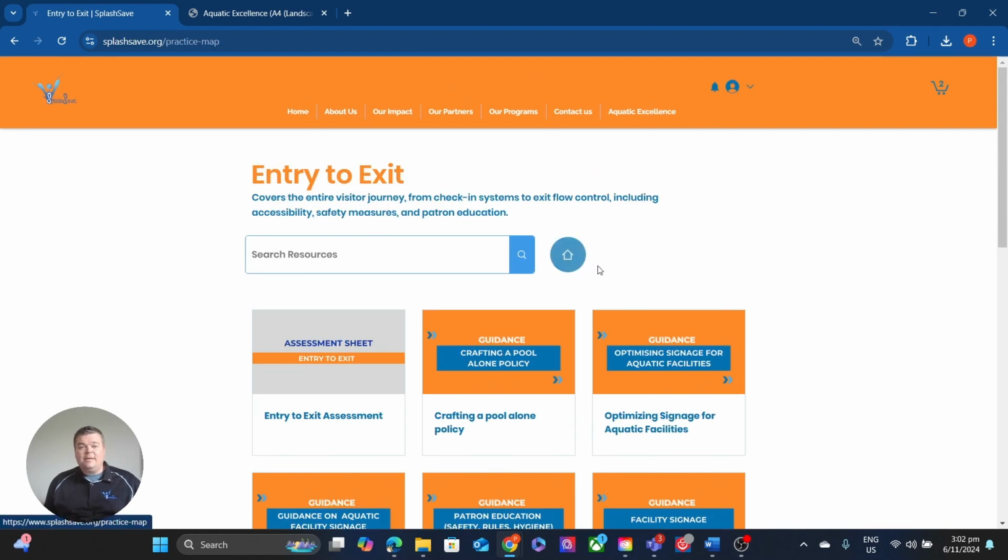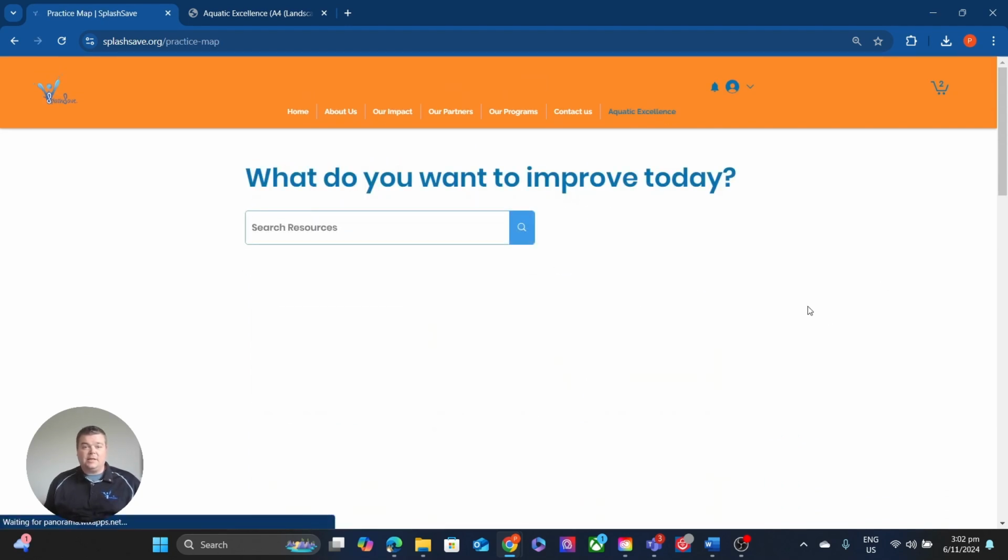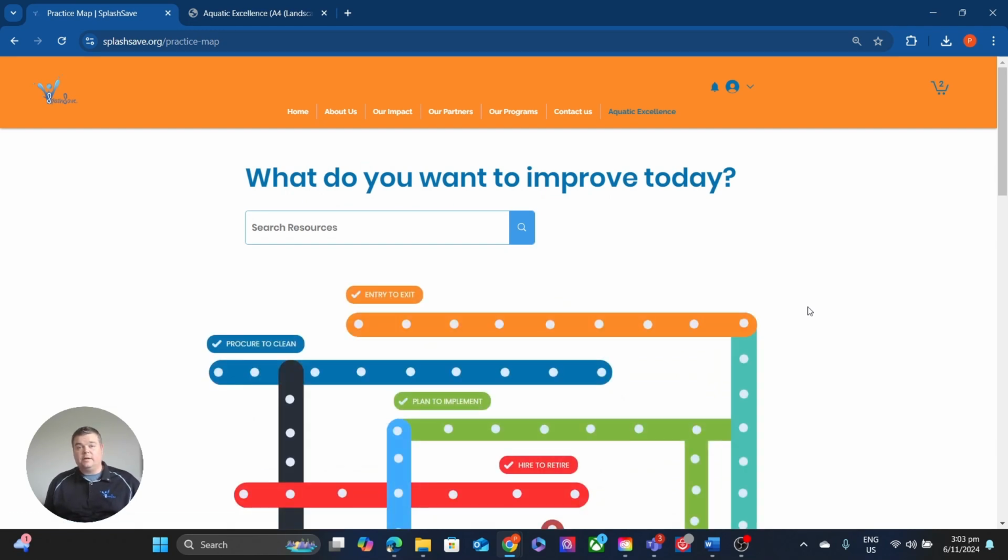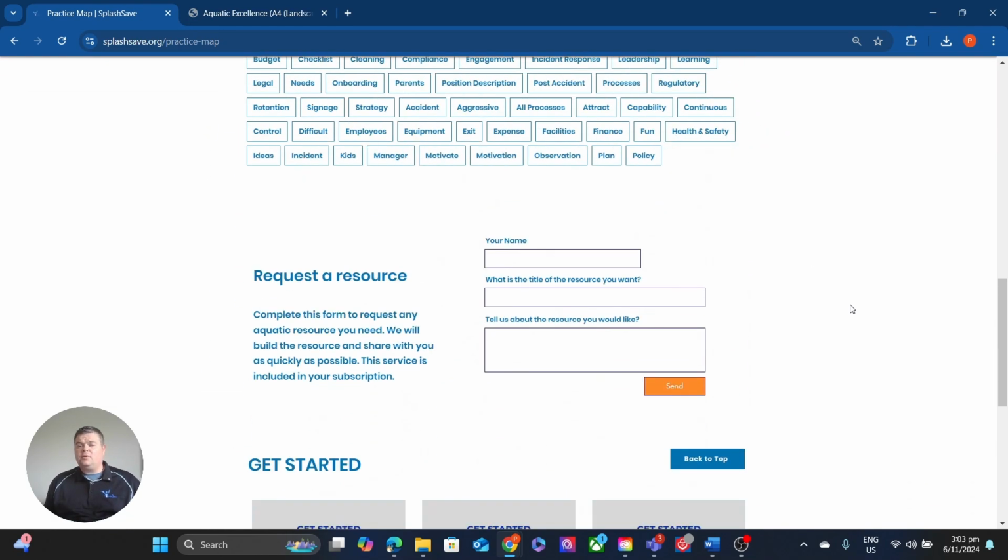Again, there's heaps of different tools like this throughout the ACE program, and we are always building new tools. Just remember, if you do ever need something that doesn't exist in the system, you can always request a resource through the ACE program itself, and all you've got to do is give us a little bit of information on what you're looking for, and we will be able to create that for you.